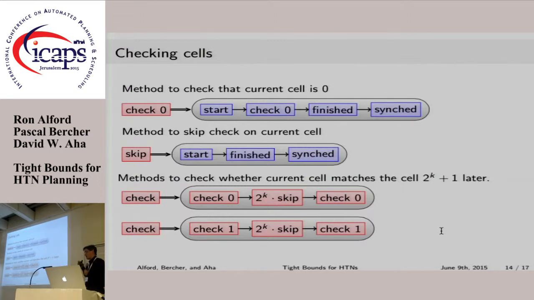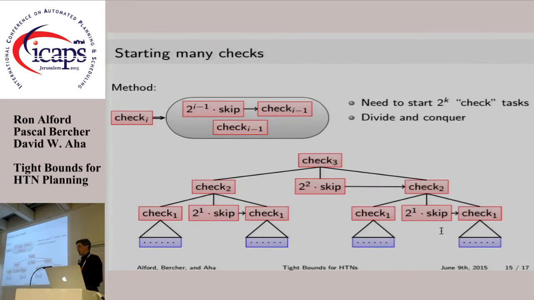So for checking cells, this is the do stuff. We have the start. We have the check 0 finished. Same for the checking, and a lot of the tasks are going to have to skip that. So there's a start and finished for the skip. We can check whether the cell matches 2 to the k plus 1 later with a check 0, a skip of 2 to the k, and check 0. Same for check if it's 1. And then we can start mini checks. This is much like the acyclic, except we have a skip in the middle and the 2 checks are partially ordered. So this is a divide and conquer method that divides the string in half, does checks on both sides, and does it again below until we get to the primitive tasks.